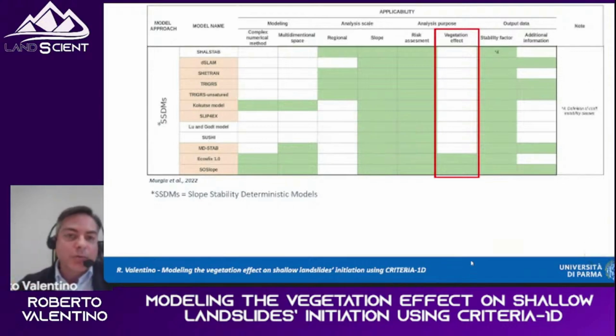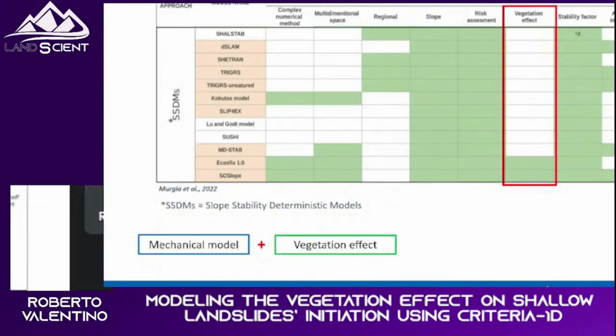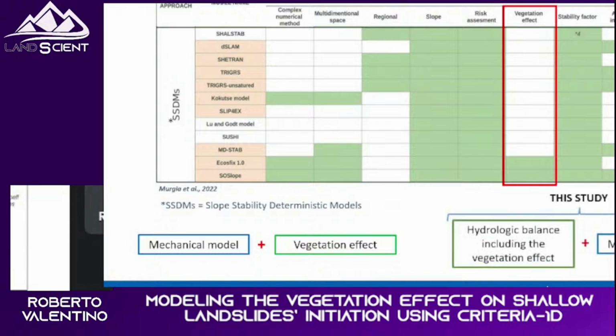And traditionally, what we do as geotechnical engineers is starting from a mechanical model of the slope, and we normally add the vegetation effect. In this study, the approach is completely different. We started from a hydrological balance model, including the vegetation effect, and we tried to add the mechanical model to this previously existing Criteria model.